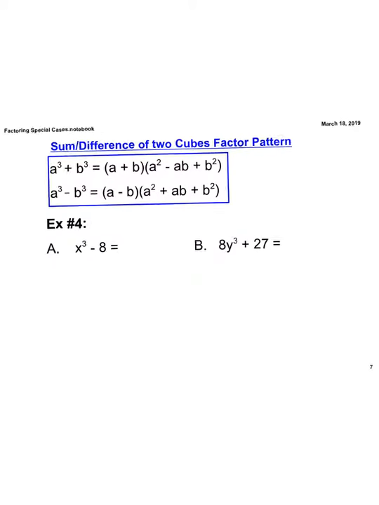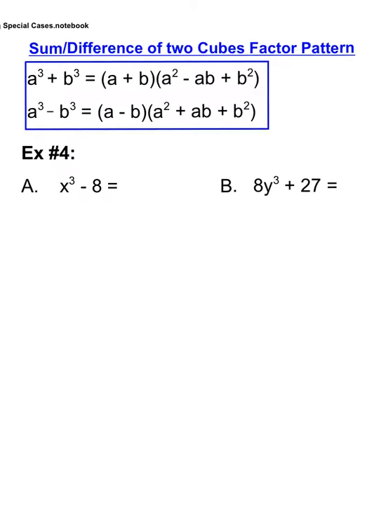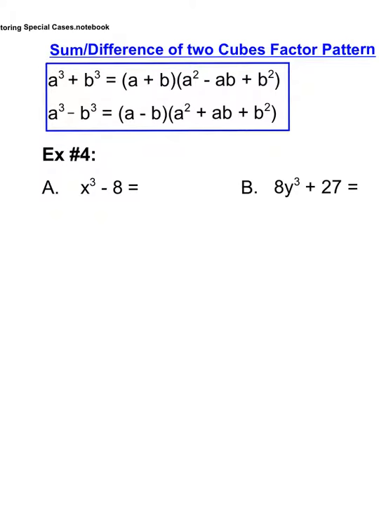Our last special case is the sum or difference of two cubes factor pattern. So I have a cubed plus b cubed, or a cubed minus b cubed. So remember, the cube root of a cubed is a, the cube root of b cubed is b. So all you do to get these a, b's right here is just to take the cube root of these two terms there, and you have them here. You notice you have the same sign, same sign.